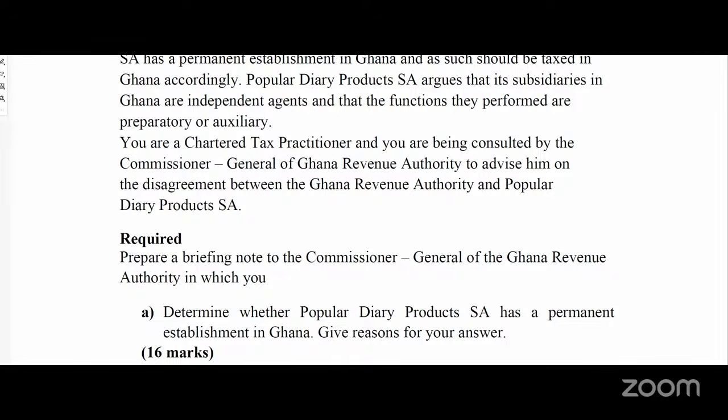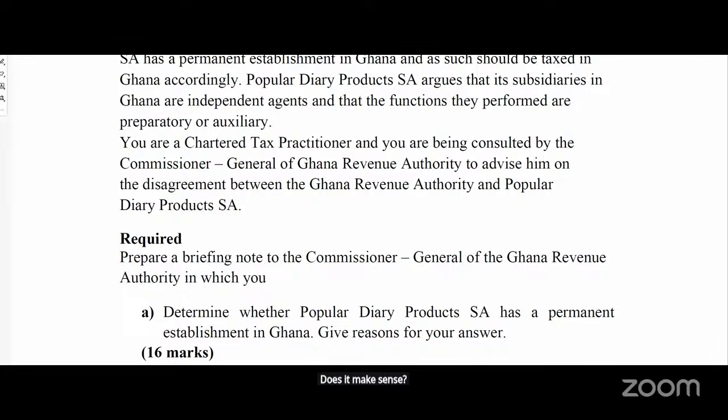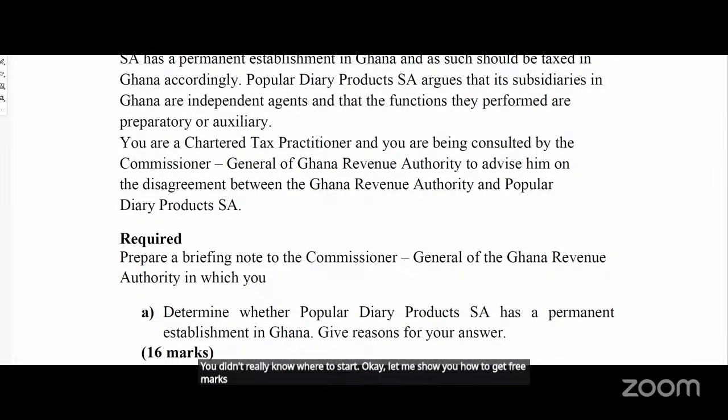Yes. Then now you go to the why. Why does it have a PE in Ghana? So the thing is not guesswork. It's about understanding the rules and then feeling free to explain the rules the way you understand them. Does it make sense? So let's say you went to the exam and you didn't really know where to start. Let me show you how to get cheap marks.